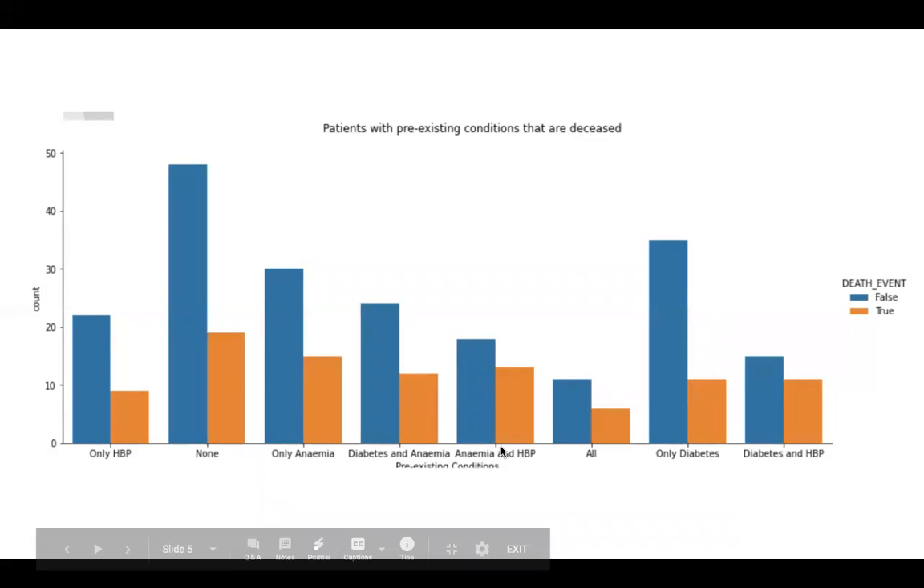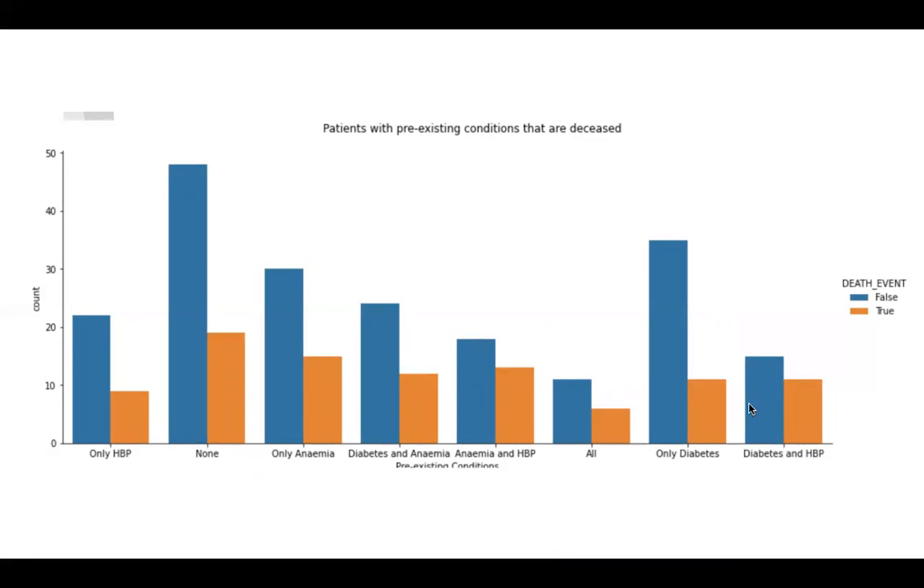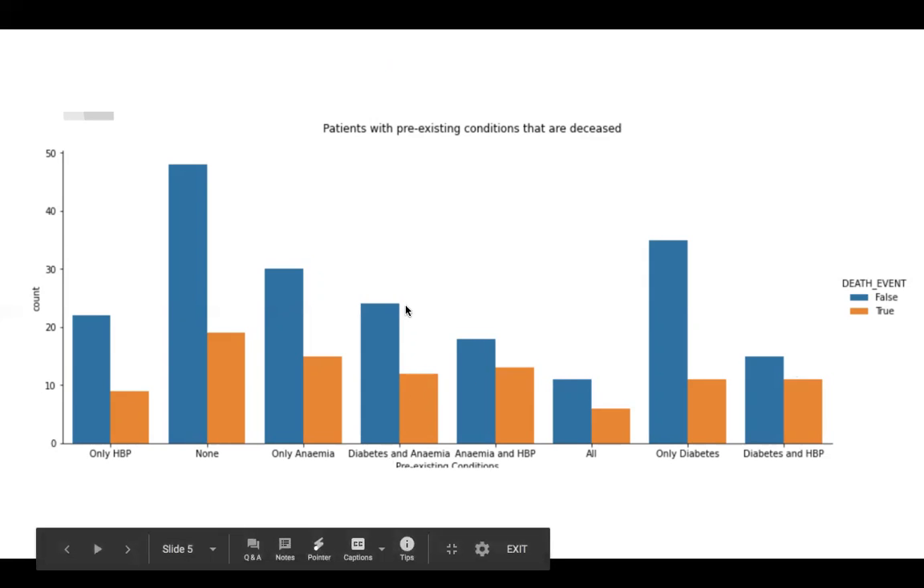So looking at anemia and high blood pressure, and diabetes and high blood pressure, the ratio between death events true and false is a lot closer, there's more death events, sorry, that's what I'm trying to say, versus when we look at anemia and diabetes, there's a much bigger gap.